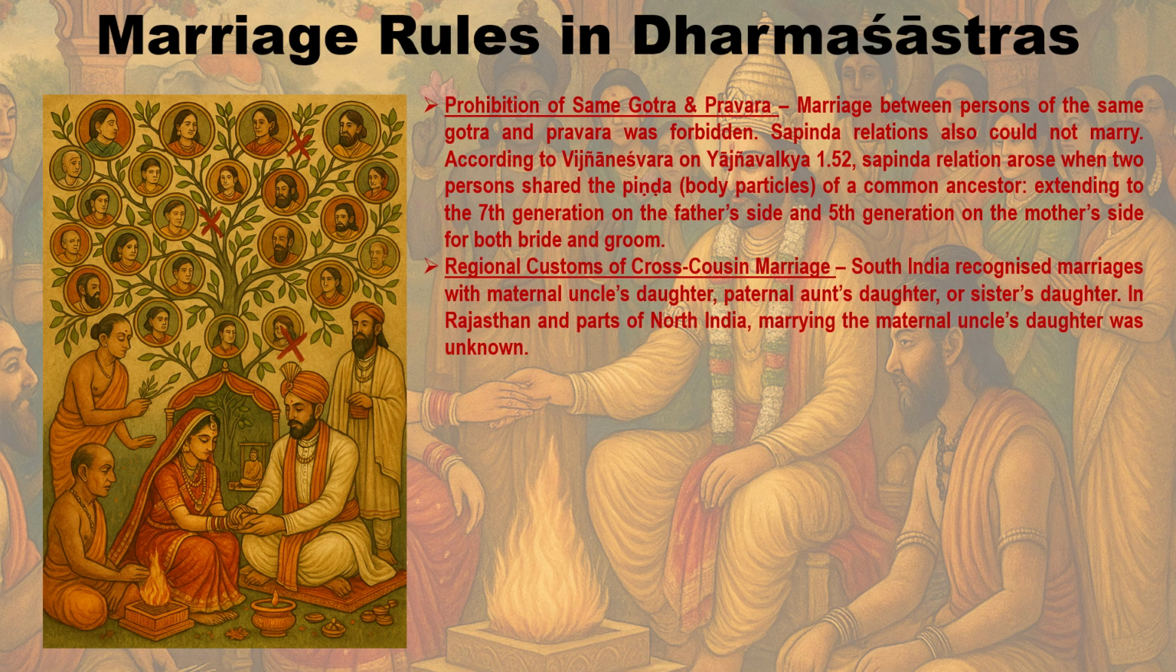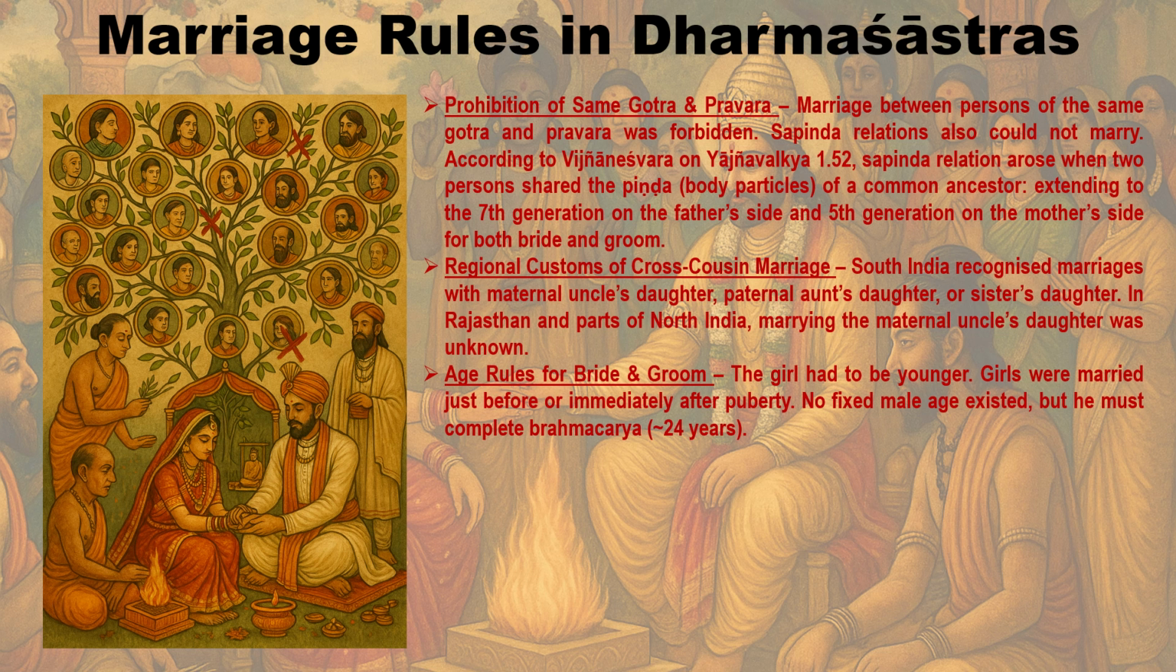South India recognized marriages with the maternal uncle's daughter, paternal aunt's daughter, or sister's daughter. In Rajasthan and parts of North India, marrying the maternal uncle's daughter was unknown. The girl had to be younger. Girls were married just before or immediately after puberty.